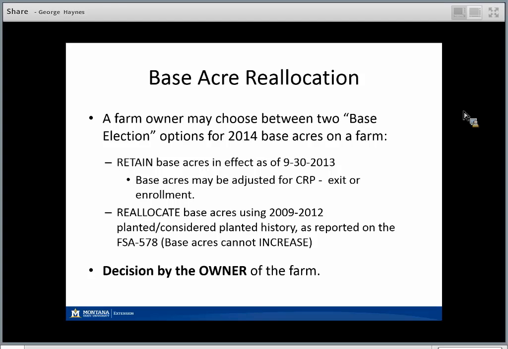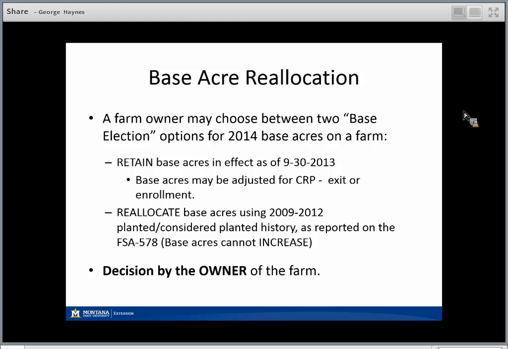So what you planted, your historical planting, really had some important impacts on how these base acres could be reallocated. Now, I think there was some misconception among some producers who thought they could actually increase base acres on their farm. That was not true. You just could not do that. All you could do is reallocate. This is a decision that had to be made by the owner of the farm.